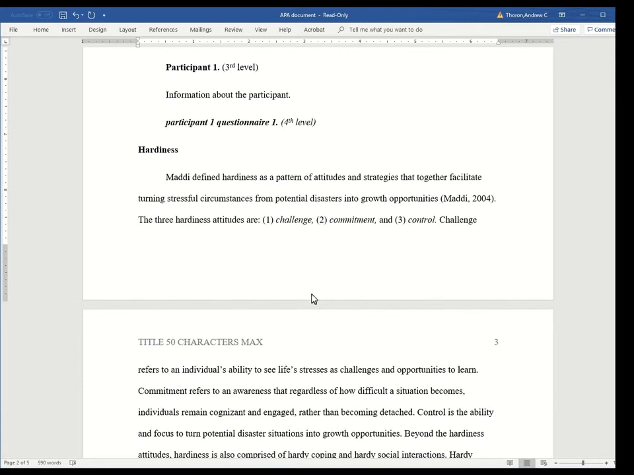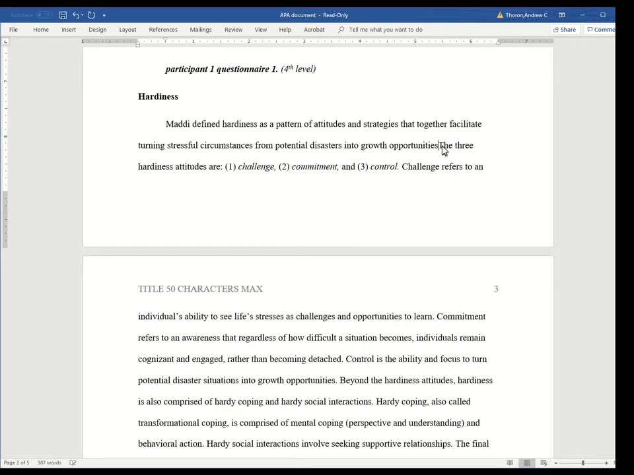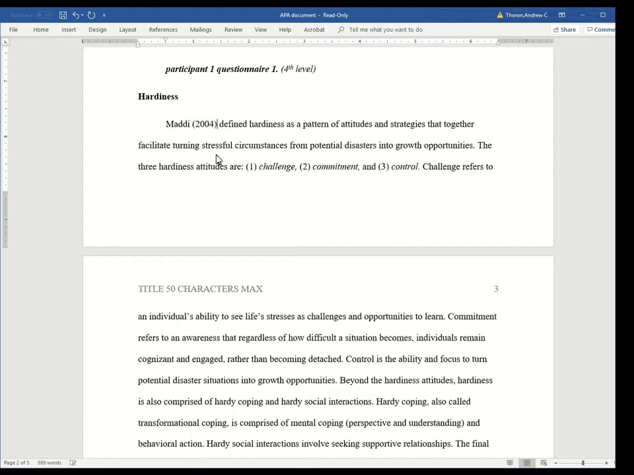Now moving on. Here's an example of where the author's name is at the end of the sentence. So, Maddie defines hardiness as a pattern of attitudes and strategies that together facilitate turning stressful circumstances from potential disasters into growth opportunities. Maddie, 2004. So this can be written this way, or it could have been written this way, where I get rid of this, add a period at the end, and come back up here and add that 2004 up there. So both of those ways are correct.